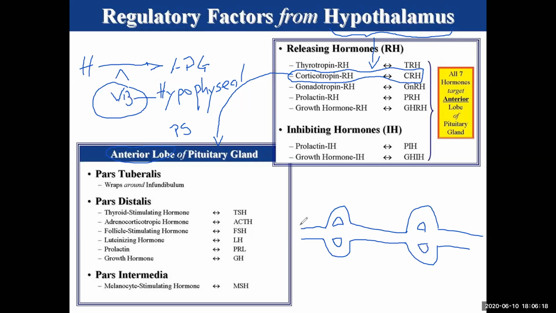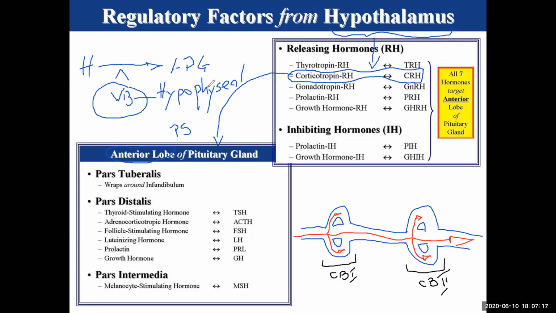So blood goes in this way, flows through like this, goes through here. That's a capillary. Same thing here, capillary, and it comes back out here. Same thing here, goes through here, comes back out. This is capillary bed number 1. This is capillary bed number 2.